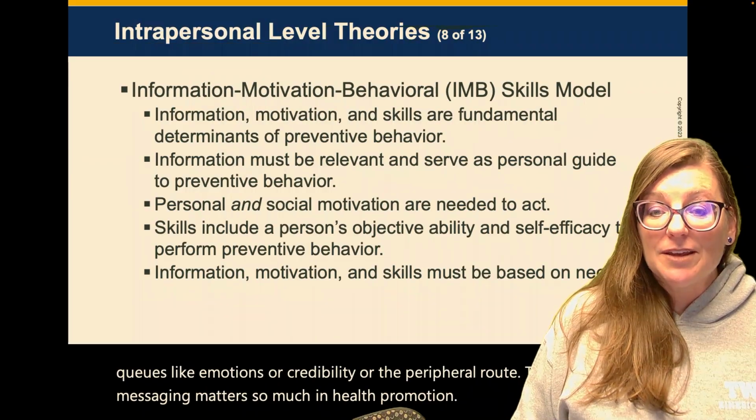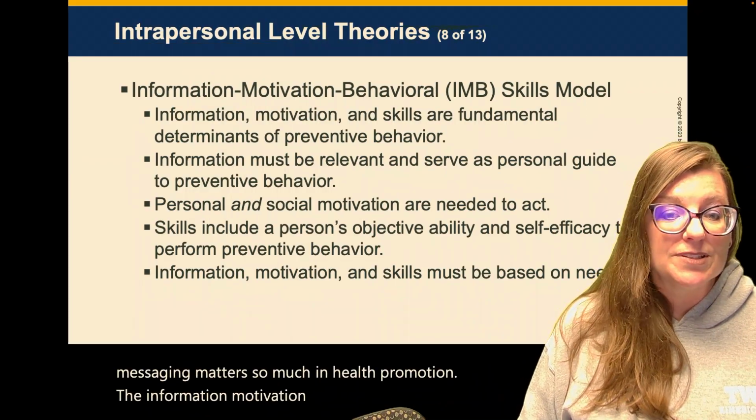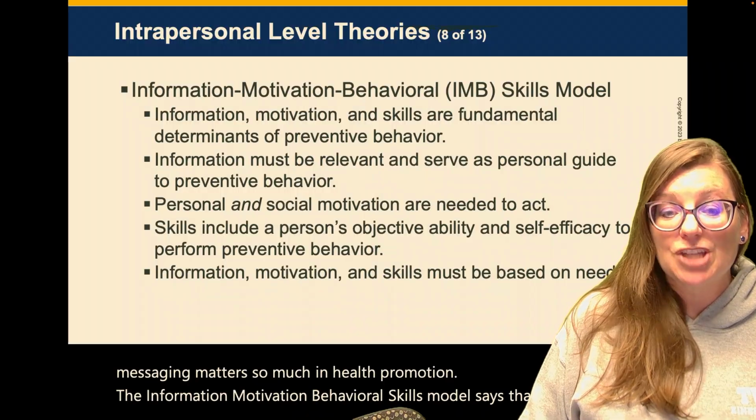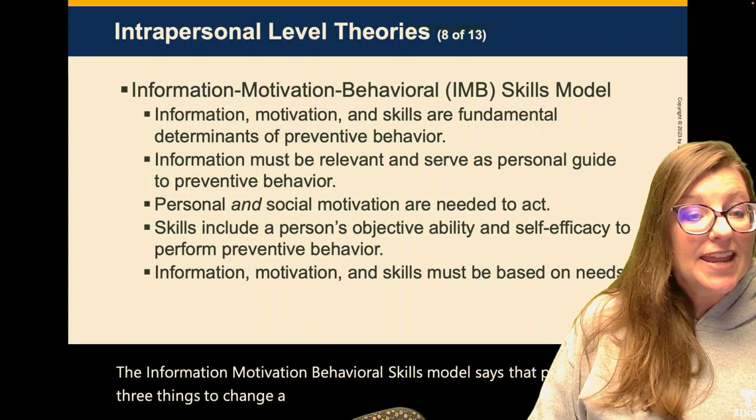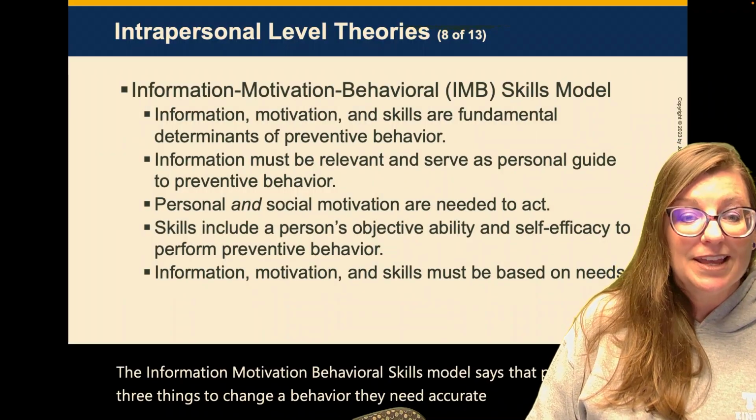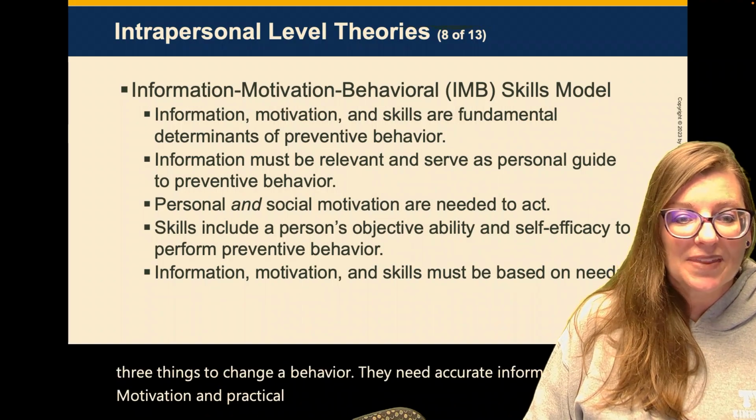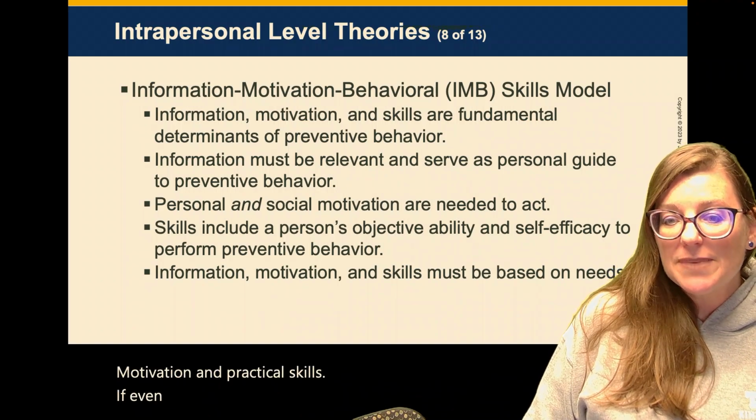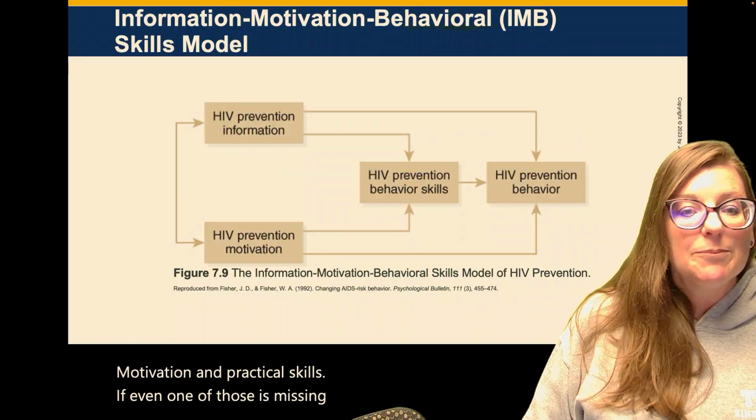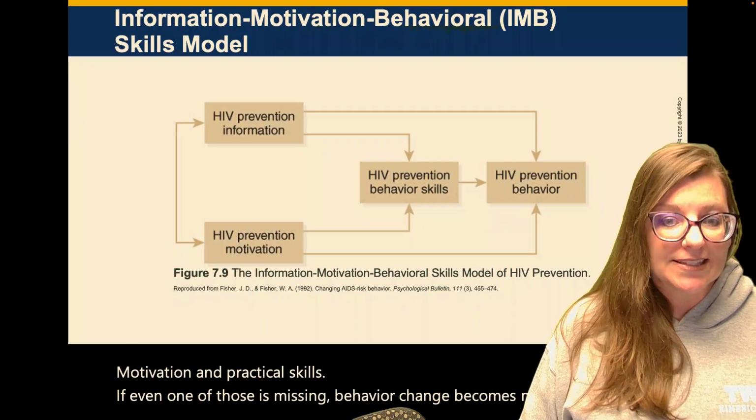The information, motivation, behavioral skills model says that people need three things to change a behavior. They need accurate information, motivation, and practical skills. If even one of those is missing, behavior change becomes much harder and less likely.